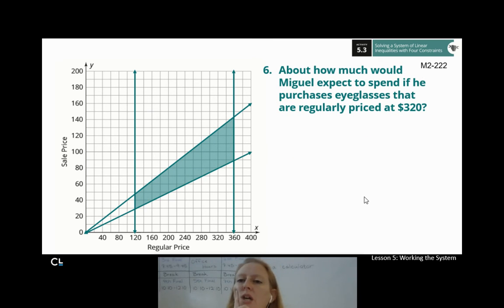So about how much would Michael expect to spend if he purchases eyeglasses that are regularly priced at $320? Use the graph and hit pause. Find 320 on the regular price, go up into your shaded region, and then check your y-axis for your sale price. How much should he be expecting to pay? Hit pause, see what you can do with this, hit play when you're ready to check your work.